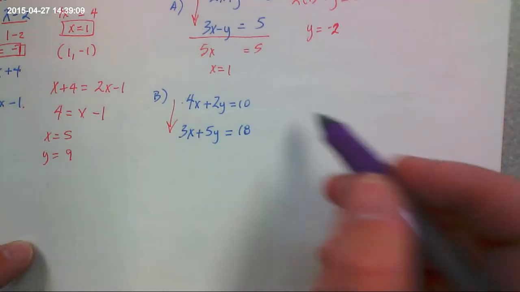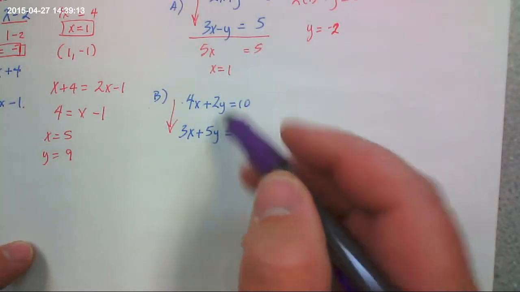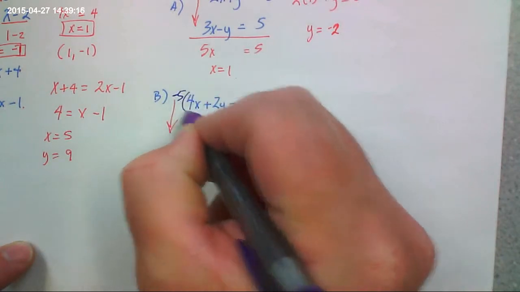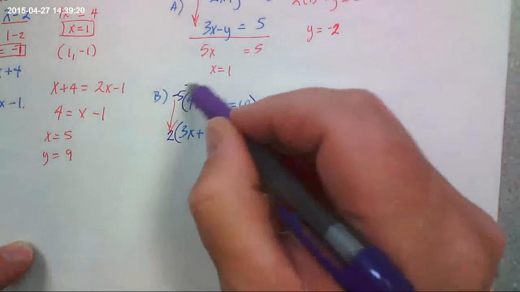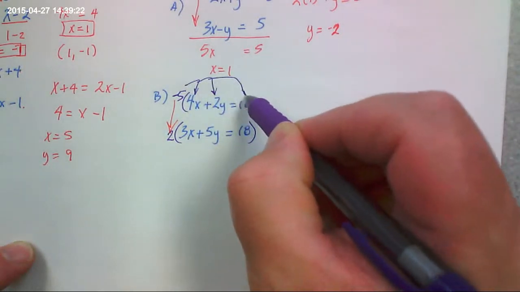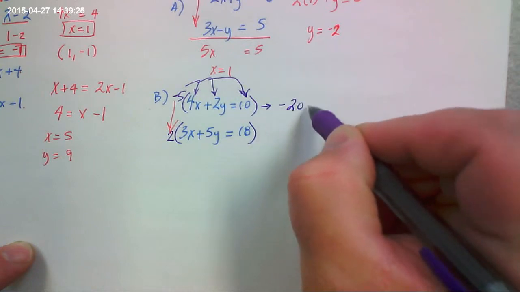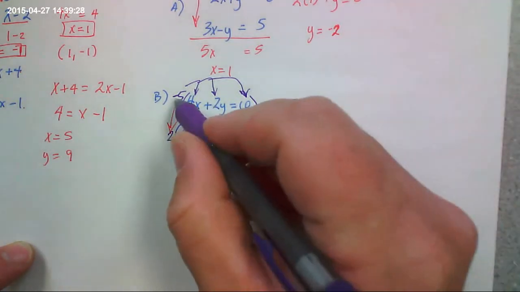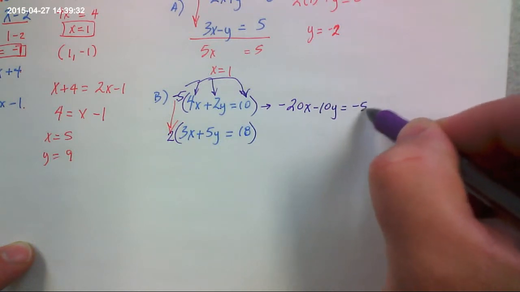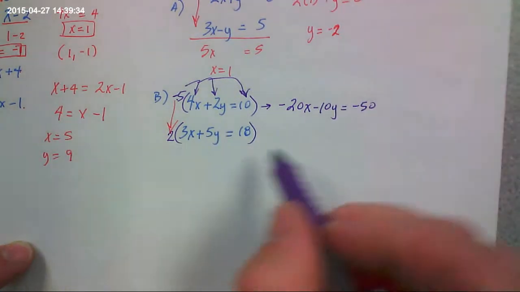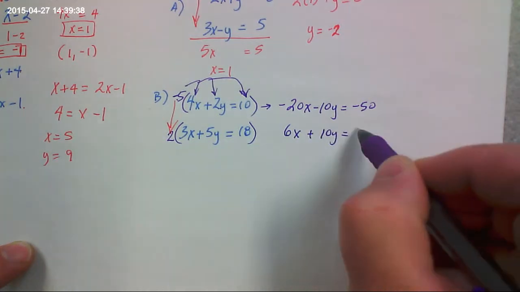Or what I'm going to do this time, I'm going to multiply these equations to get rid of the y. So I'm going to multiply this by a negative 5 and this by a positive 2. Thing is, you have to make sure you distribute to absolutely every single term. So what I'm going to get is negative 20x minus 10y equals negative 50. Then over here, I'm going to get 6x plus 10y is 36.